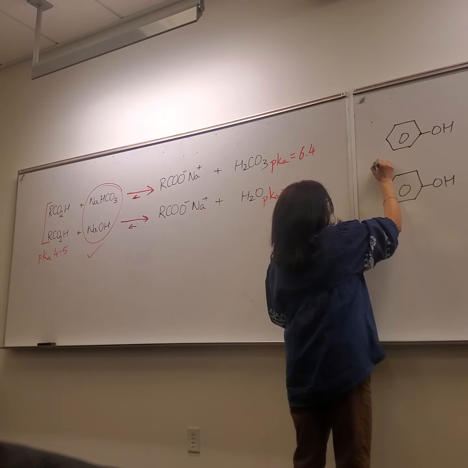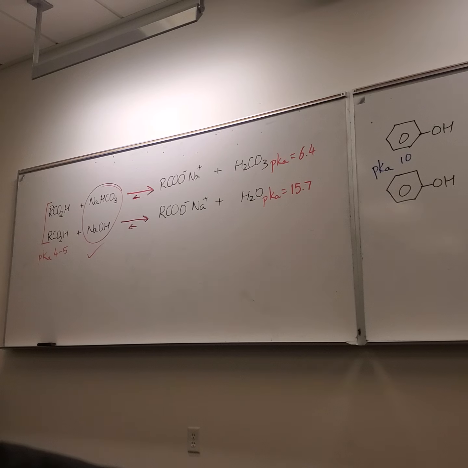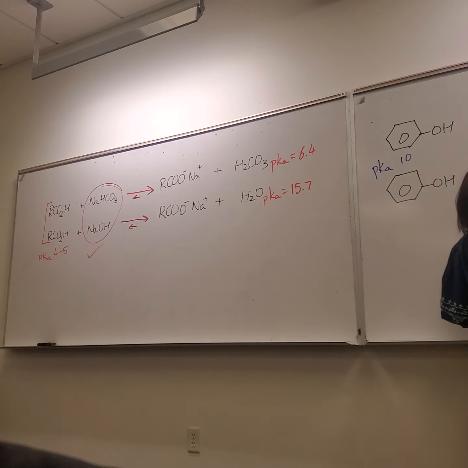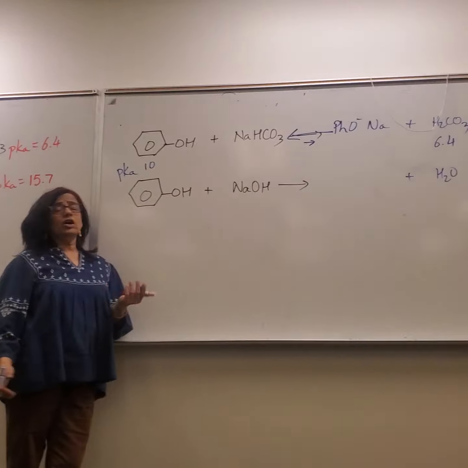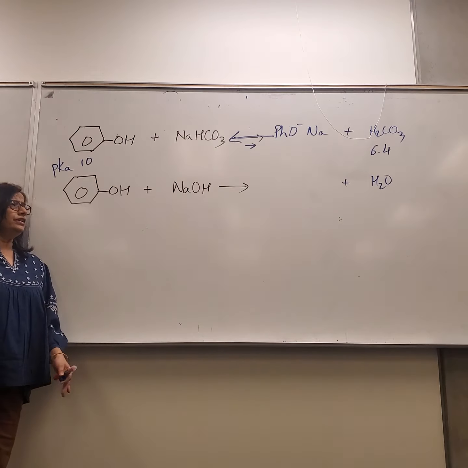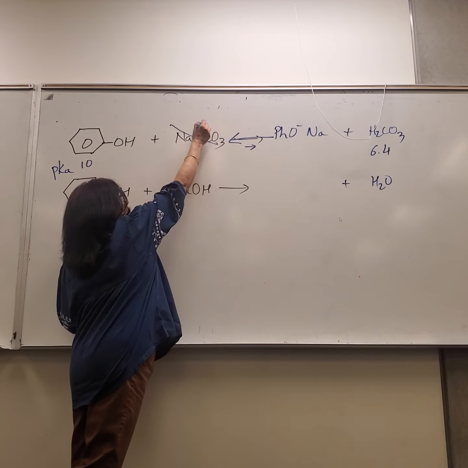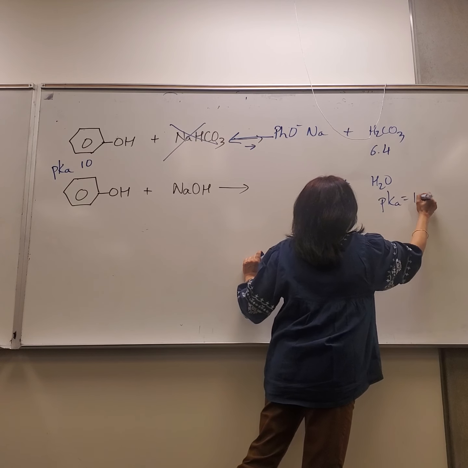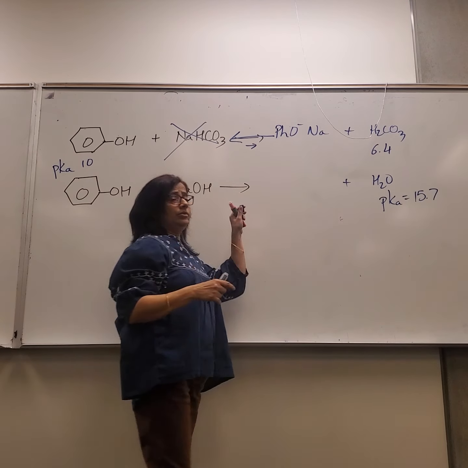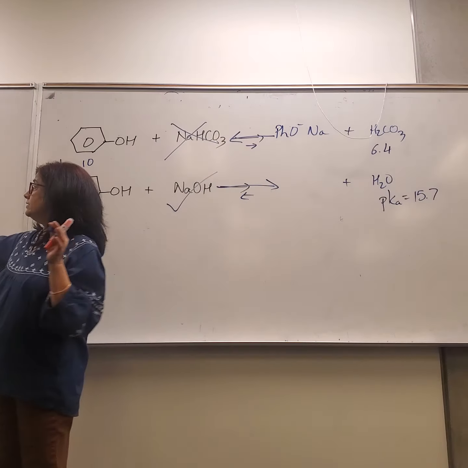Phenol pKa is 10. The pKa of carbonic acid is 6.4. That's a stronger acid than phenol. This equilibrium actually is in the direction of the reactant. Sodium bicarbonate does not work with phenols. It's not a strong enough base to deprotonate a phenol. Do you guys see that? That's not going to work. What about NaOH? Water pKa is 15.7. So which direction is this equilibrium in? It goes towards the right. So that's good. Please notice the difference.